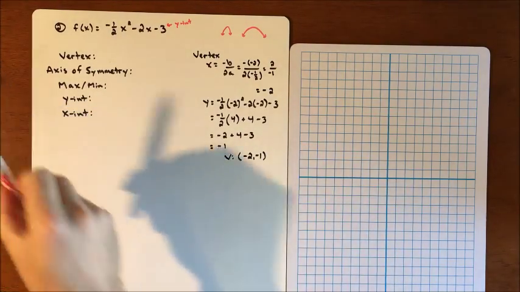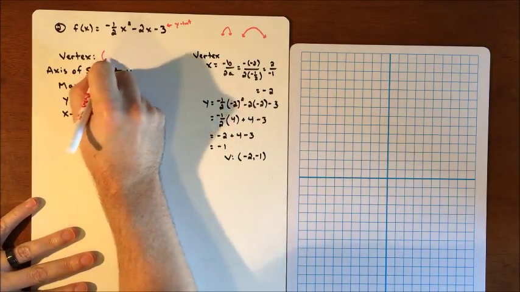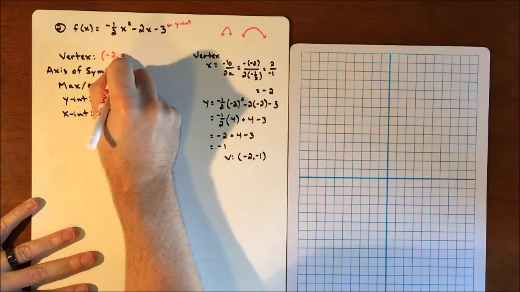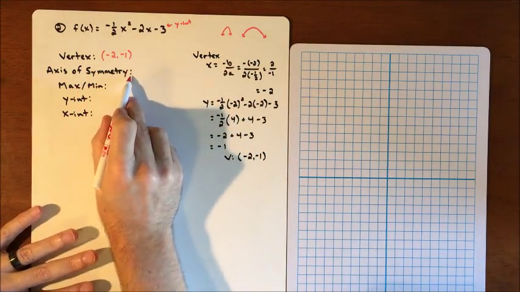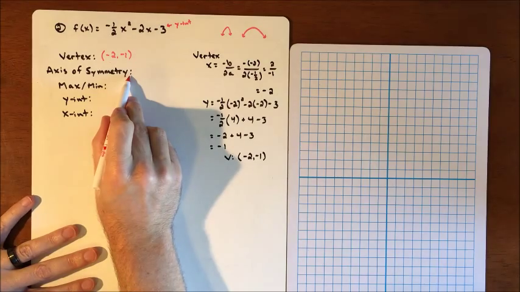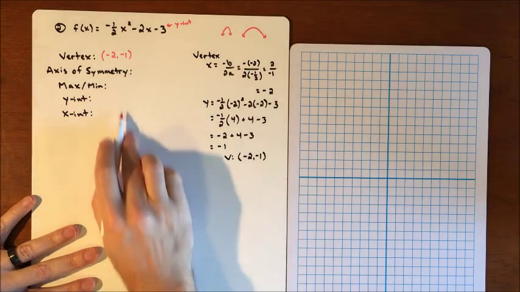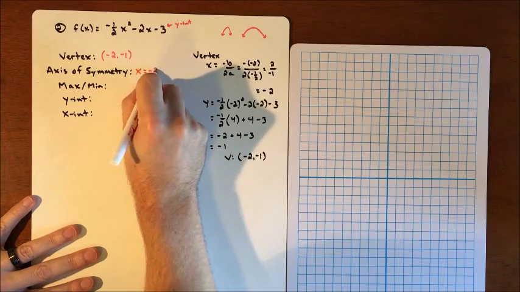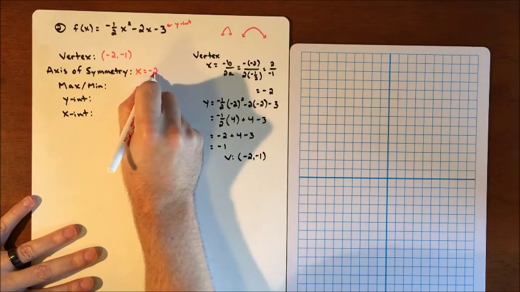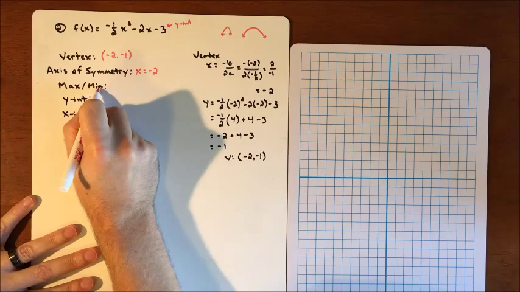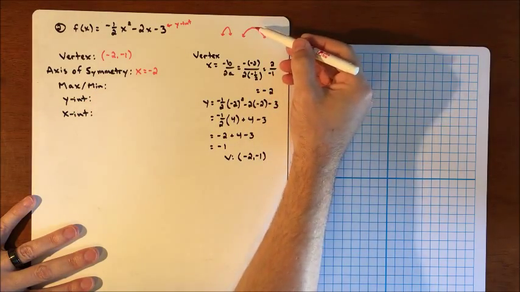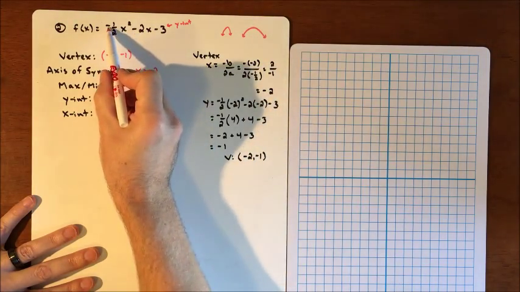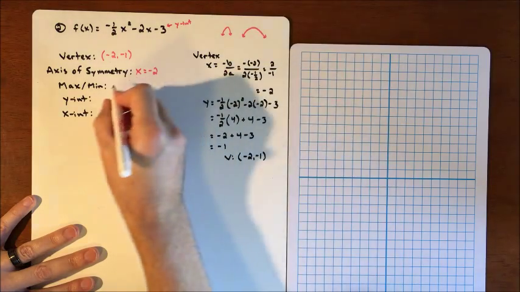Okay, so we have that. Negative 2, negative 1. We have an axis of symmetry without even graphing it. It's going to be the vertical line passing through the vertex, so that's going to be x equals negative 2. We just take the x value right from the vertex. Are we going to have a max or a min? Well, we know that the graph's going to go down because of the negative, so we're going to have a maximum on our graph.